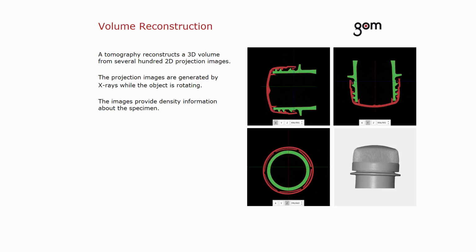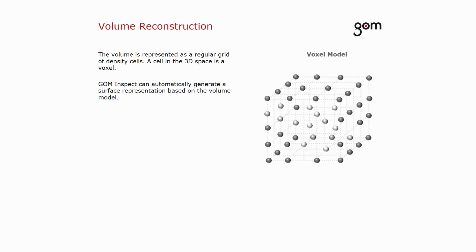The density information from different viewing directions needs to be combined to compute the 3D volume. The volume is usually represented as a regular grid of density cells in a 3D space. One cell equals one voxel. To transfer the volume representation into a surface mesh, GOM-Inspect does not use a user-defined setting for the surface precision. The software automatically generates a surface representation as precise as possible.